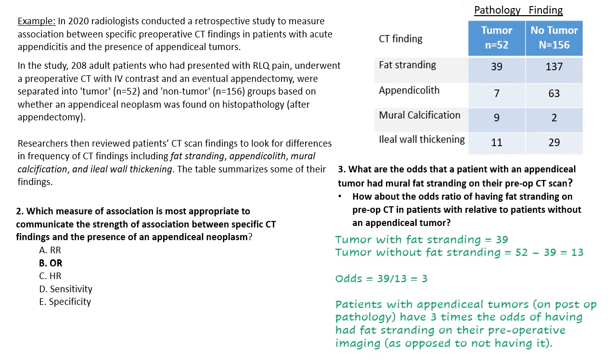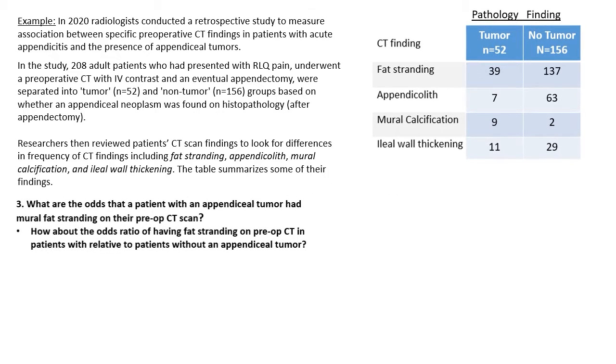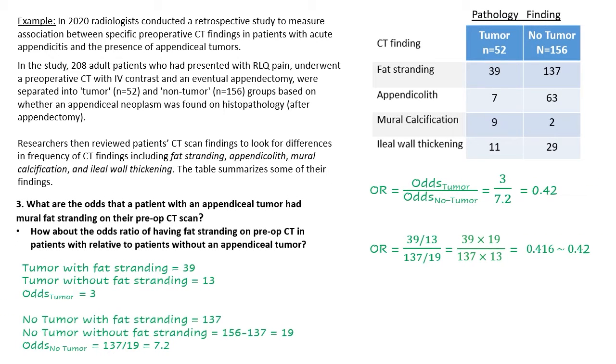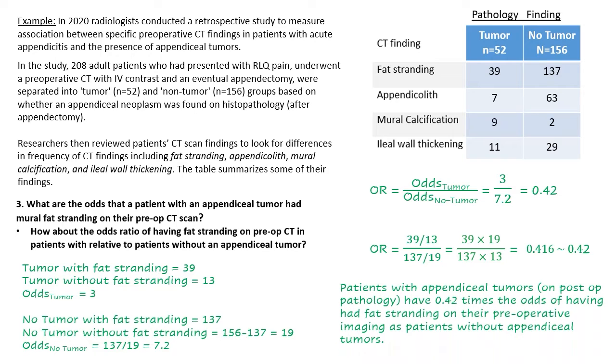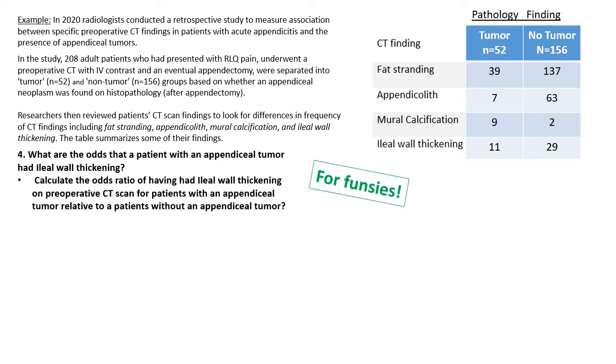Now for the odds ratio, we crunched some numbers and came up with 0.42, which, assuming statistical significance, tells us that patients with appendiceal tumors have 0.42 times the odds of having fat stranding on their pre-op CT as those without tumors. We can also say that patients with an appendiceal tumor are less likely to have had mural fat stranding on preoperative CT scan, but we cannot say how much less. Here's another version for those who want some more practice.